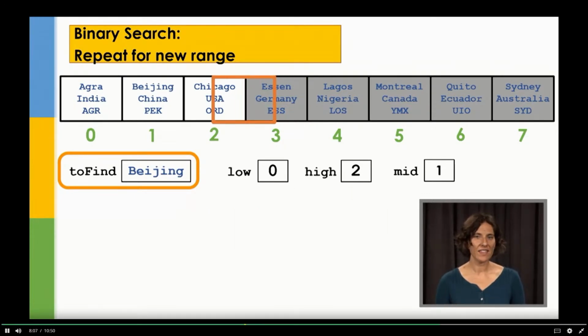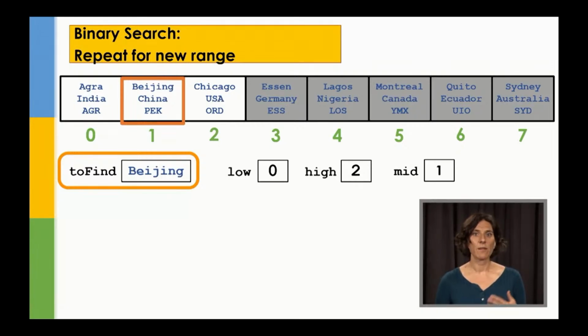And then I'll look at the element that's at that position, in this case it's Beijing. I compare the city I'm looking for, Beijing, to the city that I see, which is also Beijing, and I see that I found a match. So that's great, I'm done. I can just return that 3-letter city code.